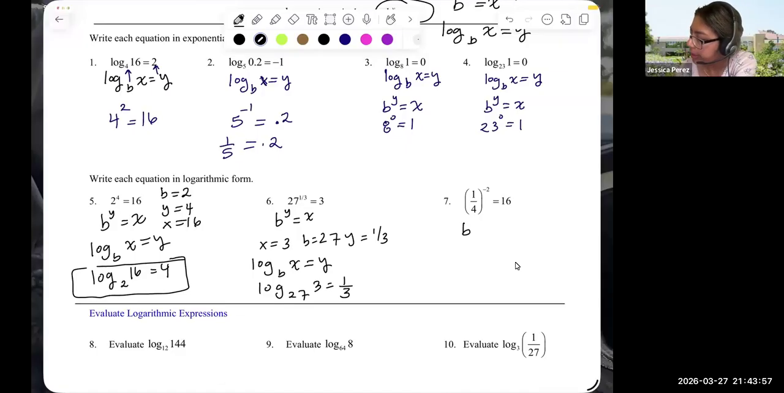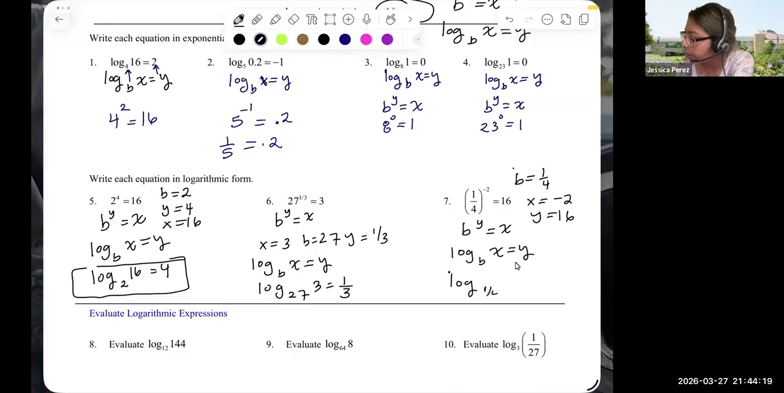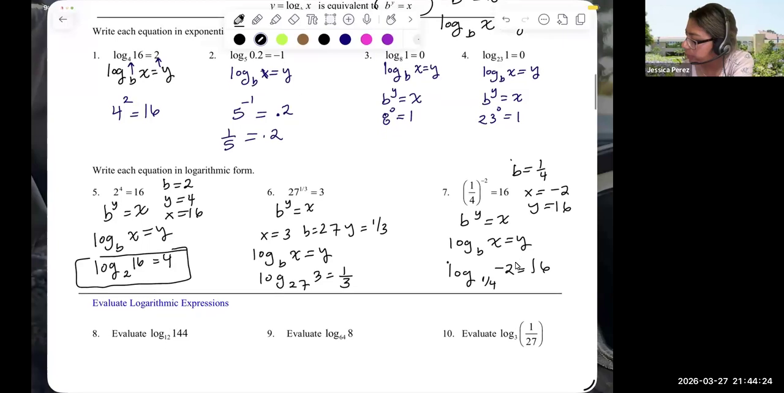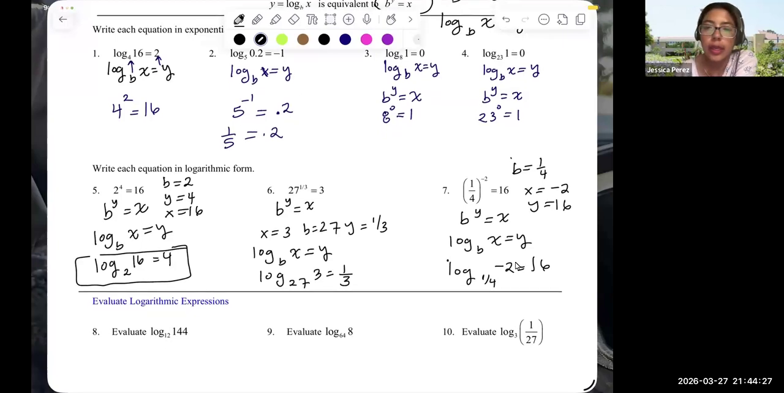And lastly, I have b to the y is equal to x. So it's log base b of x is equal to y. So my base in this case is 1/4. My exponent is -2 and x is 16. So then I just plug it in. Log base 1/4 of x is -2 is equal to 16. So then I have my x to be -2, my y to be equal to 16.